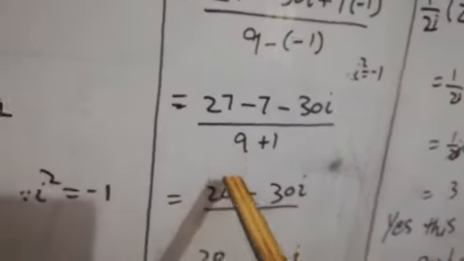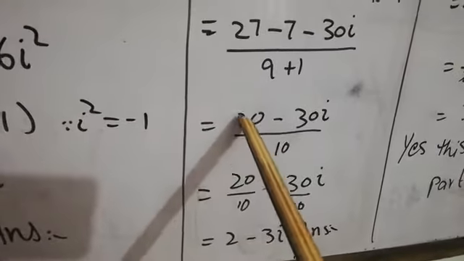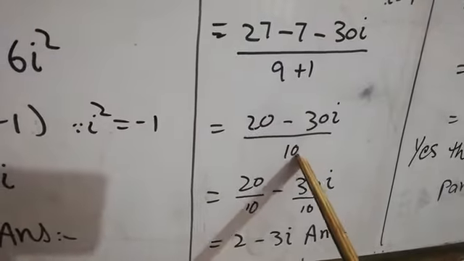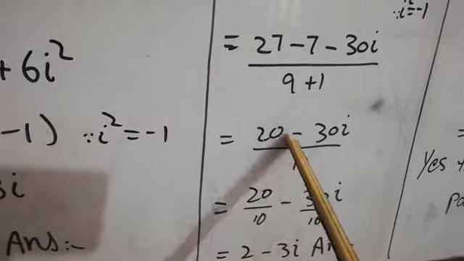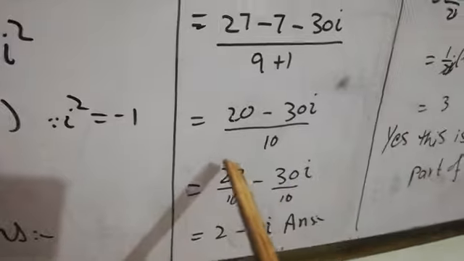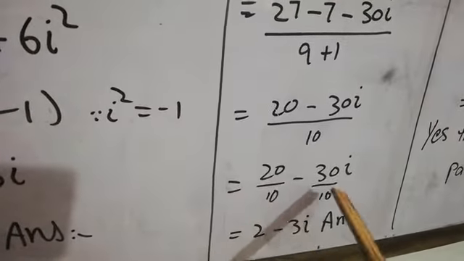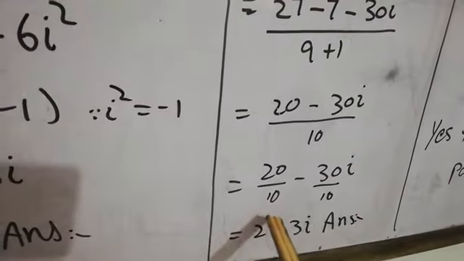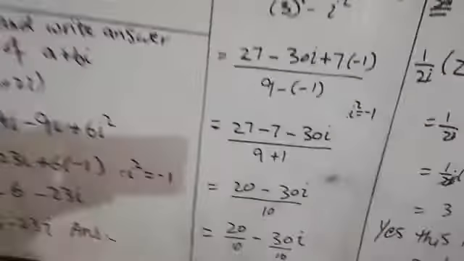So it will be 20 minus 30 iota by 10. So divide both values by the denominator: 20 by 10 minus 30 by 10 iota, because this is the denominator of both values. So we will write these values separately. Now 10 1s are 10, 10 2s are 20, 10 1s are 10, 10 3s are 30. So it will become 2 minus 3 iota. This is the complex number.